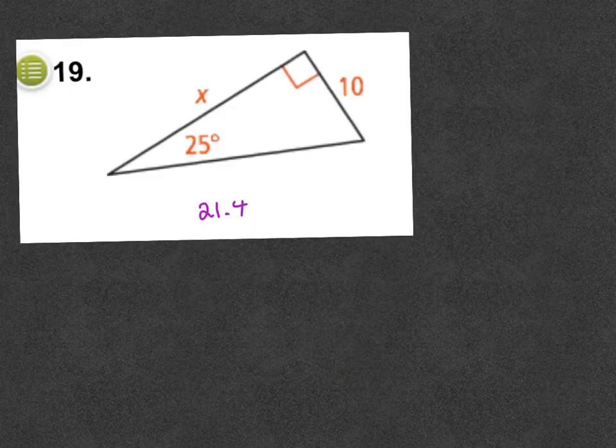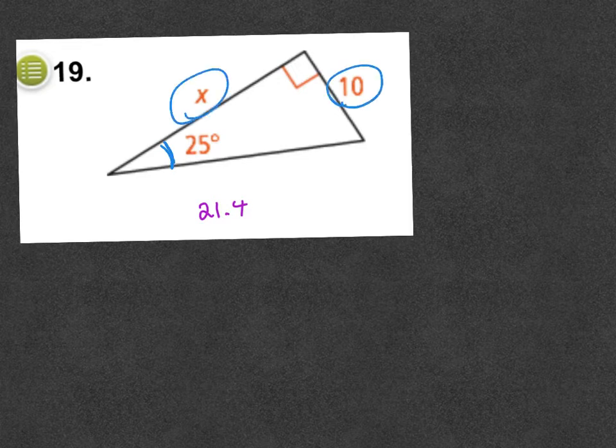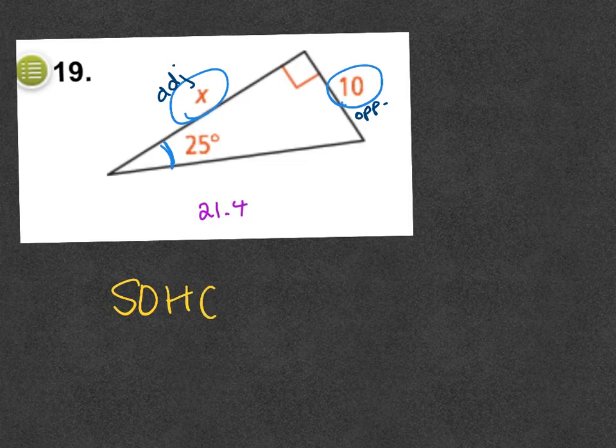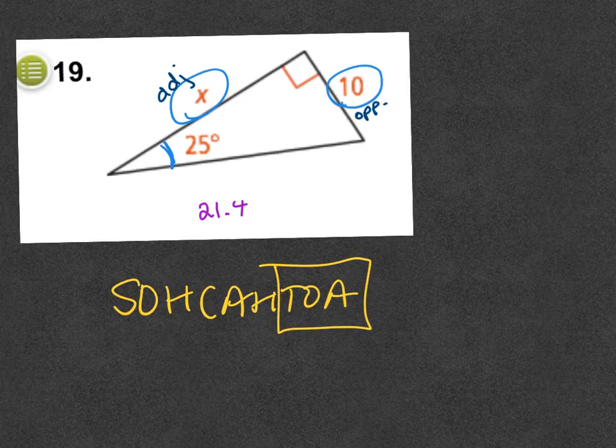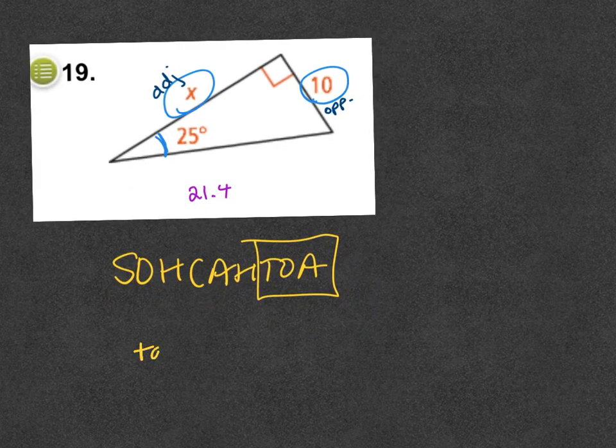All right, so we're solving for x here, right? I'm looking at angle 25, which is here, 10 and x. So in respect to 25, where's 10? Opposite. How about where's x? Adjacent. So which of my trig functions has opposite and adjacent? Tangent, right? So I would say the tangent of 25 equals opposite, which is 10, over adjacent, which is x.